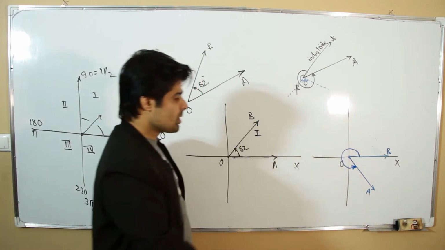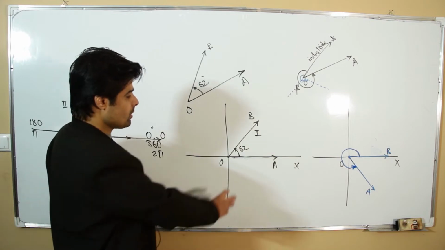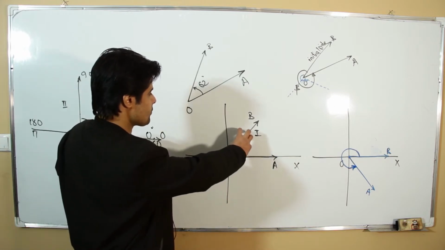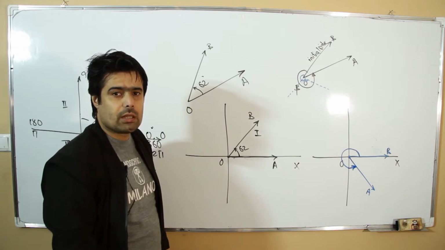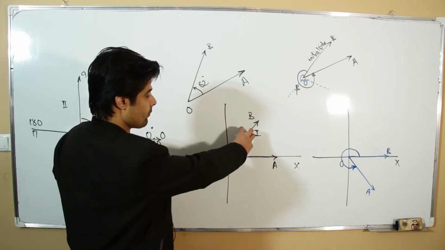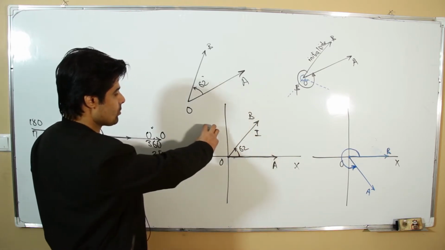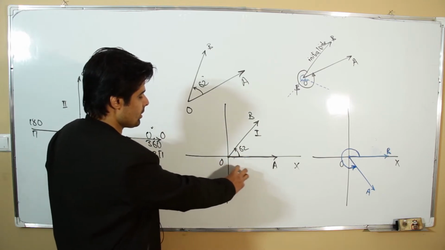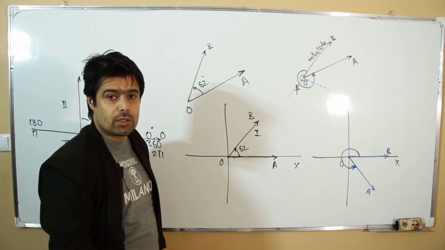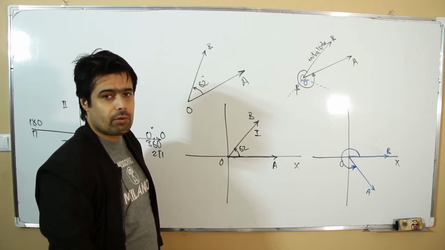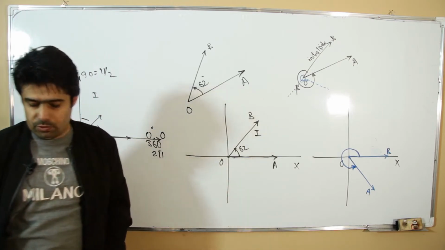Now, the question is, what are the signs for sine, cosine, tangent, cotangent, secant, and cosecant for the first coordinate, for the second coordinate, for the third coordinate, and for the fourth coordinate? Today our lecture is on this one. I think you have got it. Write it please. We will proceed.